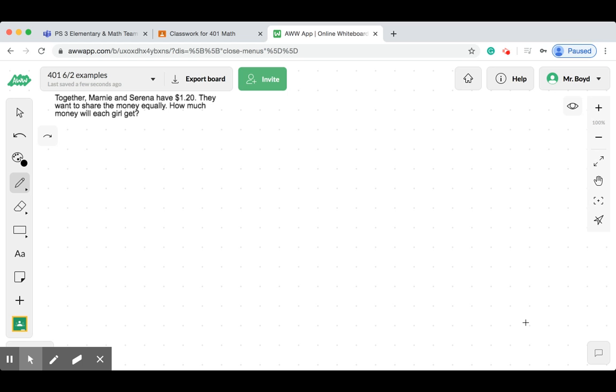Good morning, fourth grade. Yesterday we related fractions and decimals to money. Today we are going to problem solve using money using some of our same skills.